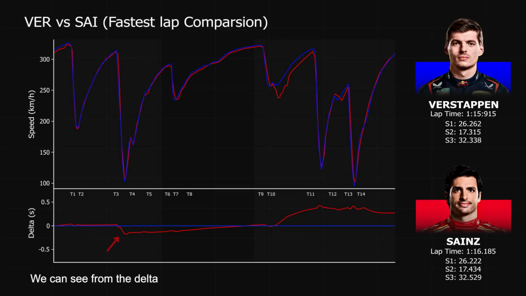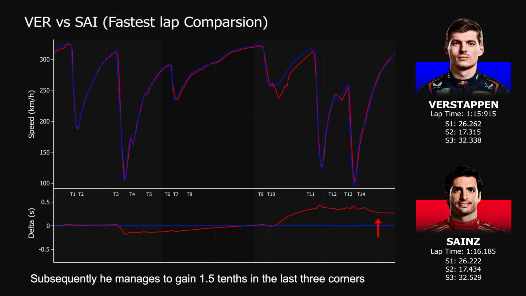We can see from the delta how Sainz gains 1.8 tenths between turns 3 and 4. He loses all the time gained in the straight, where the Red Bull is more effective, and in the most difficult sector of the circuit, between turns 9 and 11. Subsequently, he manages to gain 1.5 tenths in the last 3 corners, but it is not enough to take pole.